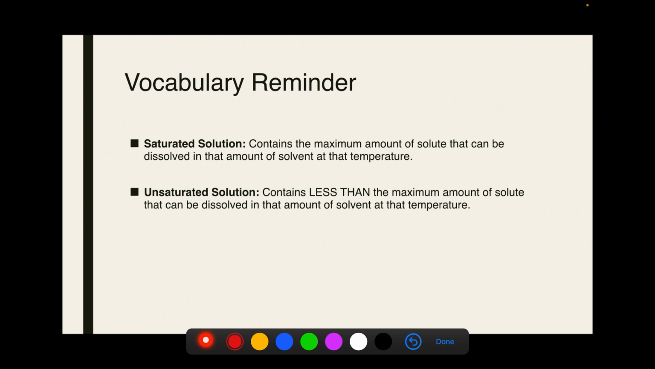A saturated solution is a solution in which the maximum amount of solute has been dissolved in a given amount of solvent at a particular temperature. This is typically measured in molarity or moles per liter. Sometimes you might see grams per liter as well. So it's the maximum number of moles of solute you can dissolve per liter of solution. Notice I've said at a given temperature, it is temperature dependent.